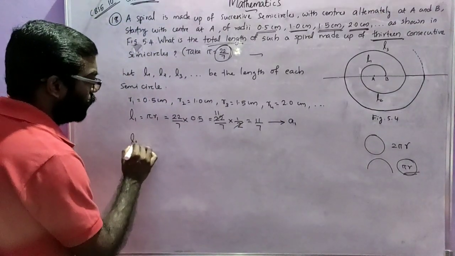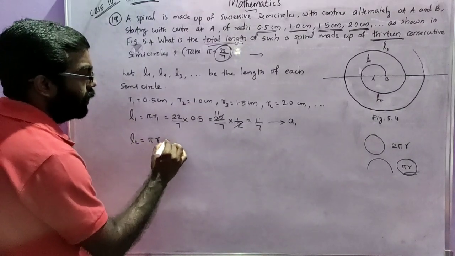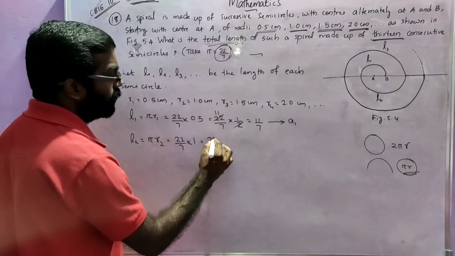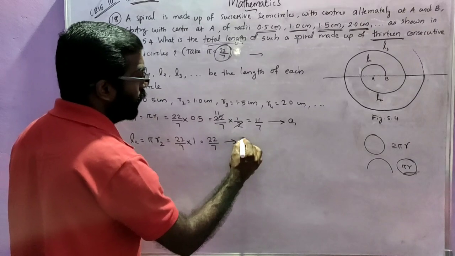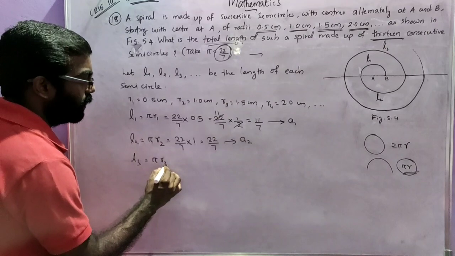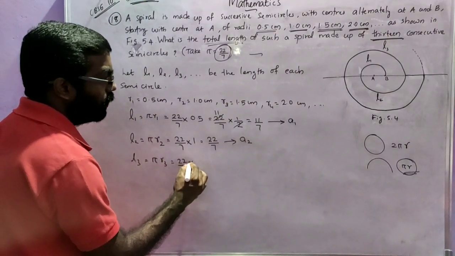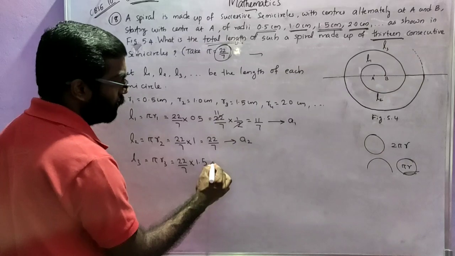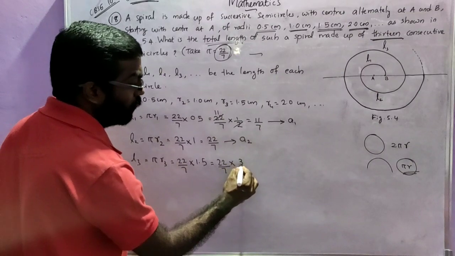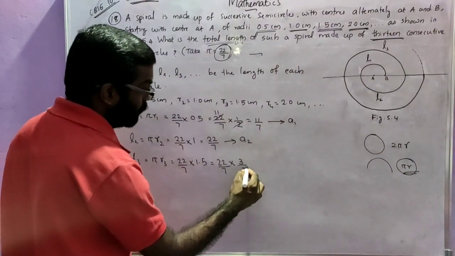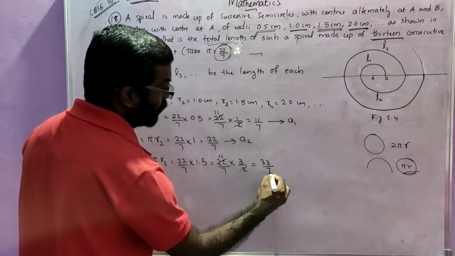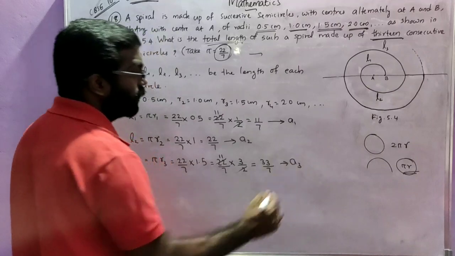Now L2 is equal to pi R2, which is equal to 22 by 7 into R2, whose value is 1. So 22 by 7. Let it be A2. Then L3 is equal to pi R3, that is 22 by 7 into R3, which is 1.5. That is 22 by 7 into 1.5, which can be written as 3 by 2. Again this 2 and 22 cancel, 11. That is 33 divided by 7. Let it be A3, the third term.